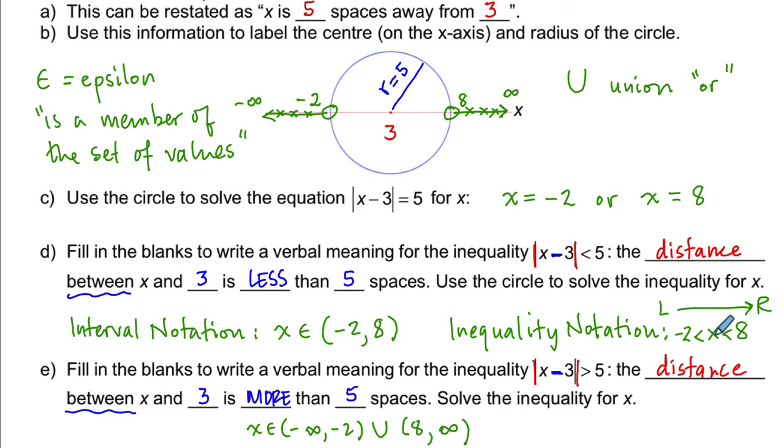For the inequality notation, we use the word or, and we don't use negative infinity. We simply say that x is to the left of negative 2. Then we have the gap, so we use the word or instead of the union symbol. And then we have 8 and then x to the right. So we are lining up our values and variables from left to right so that the values are increasing, and we always open our inequality symbol to the right.